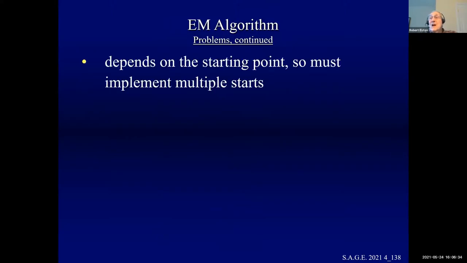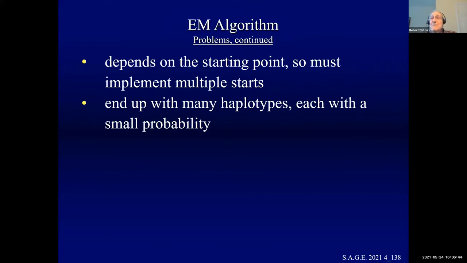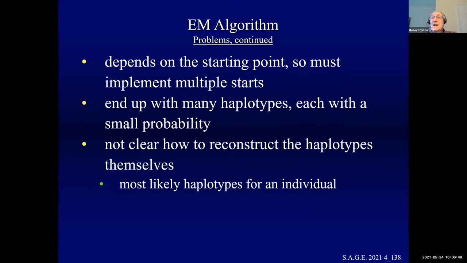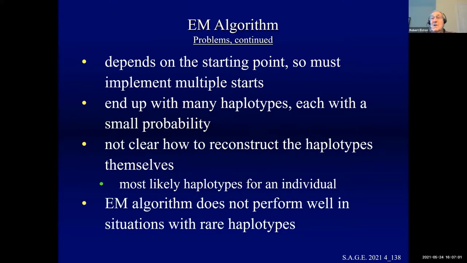The other problems with the EM algorithm: it depends on the starting point, so you have to implement multiple starts. You end up with many haplotypes, each with a small probability. And it's not clear how to reconstruct the haplotypes themselves, the most likely haplotypes for an individual, which is what we would like. The EM algorithm also does not perform well in the situation with rare haplotypes.